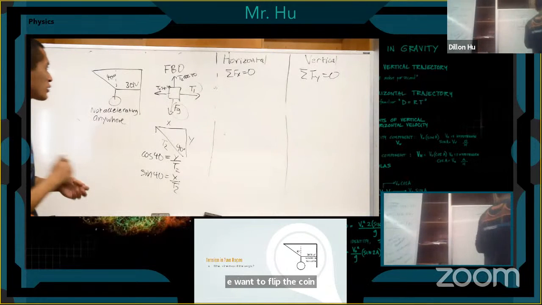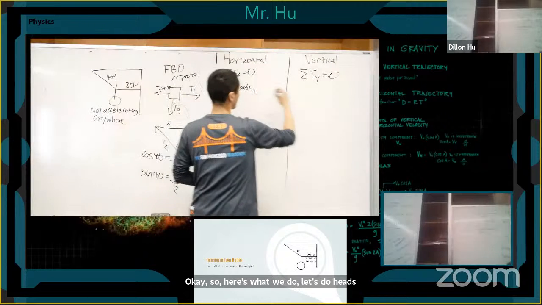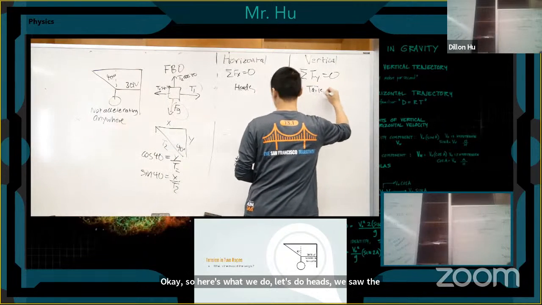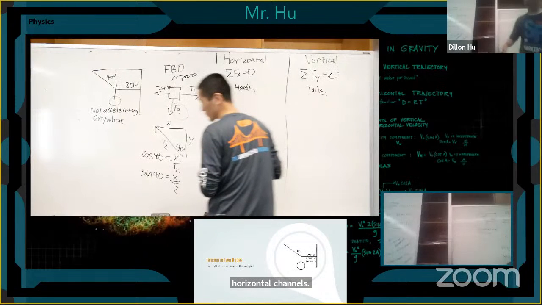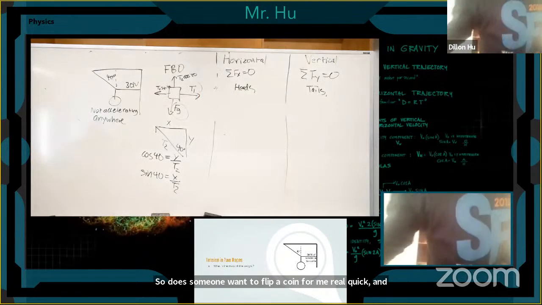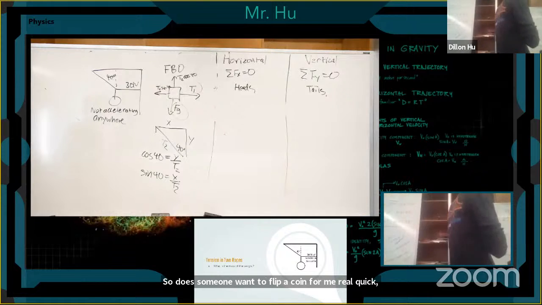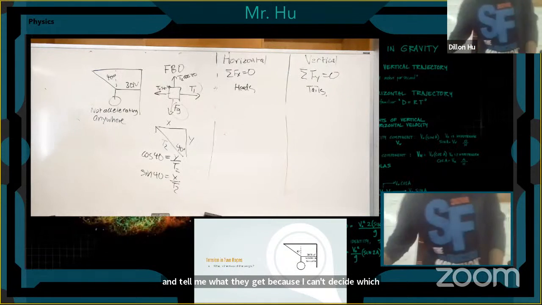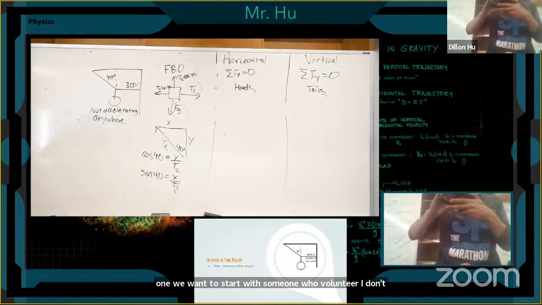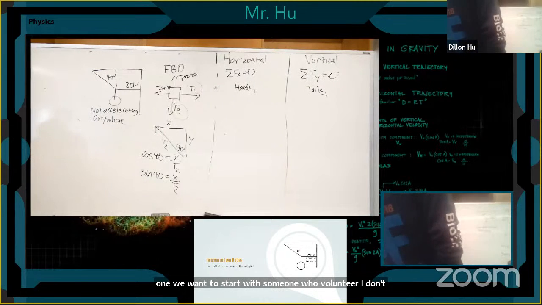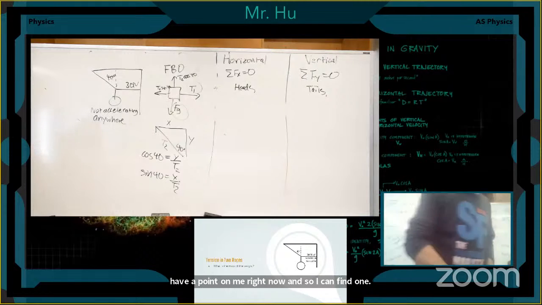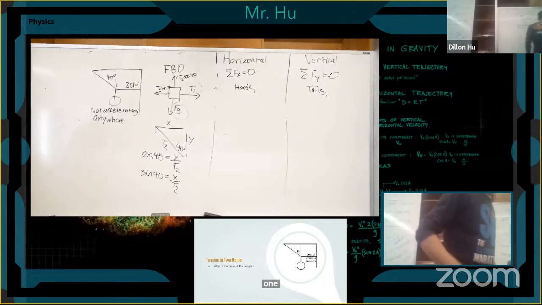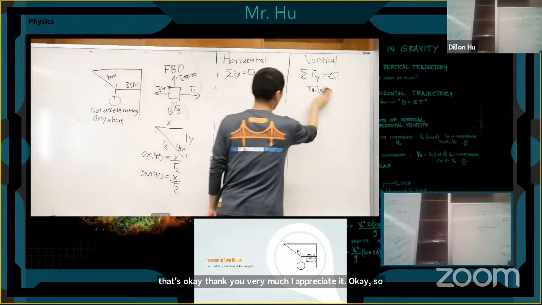Okay, so here's what we do. Let's do heads, we start with horizontal, and tails, we start with vertical. Does someone want to flip a coin for me real quick and tell me what they get? Because I can't decide which one we want to start with. Someone will volunteer. I don't have a coin on me right now. Heads. Okay, thank you very much, I appreciate it. So someone flipped heads, so we're going to start with horizontal first.